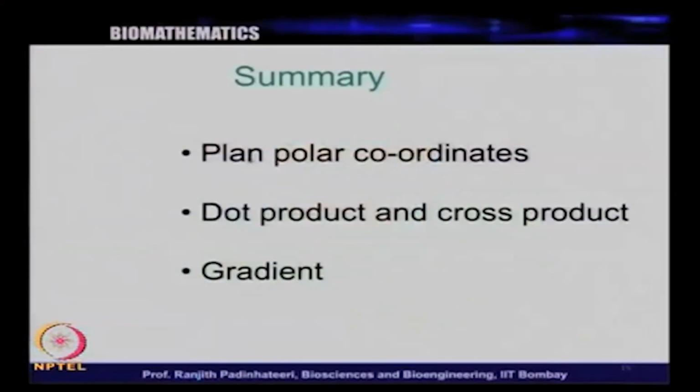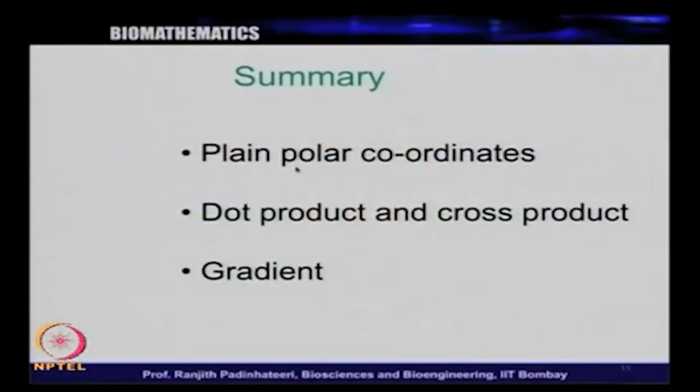To summarize what we learned today, we learned about plane polar coordinates. There is an error in what I wrote here; it is essentially plane polar coordinates. Have a look at the slide: the plane polar coordinates are r and theta. You can represent any vector by a distance and an angle theta. That is called plane polar coordinates. We also learned about the dot product and cross product, two ways of finding the products of vectors.